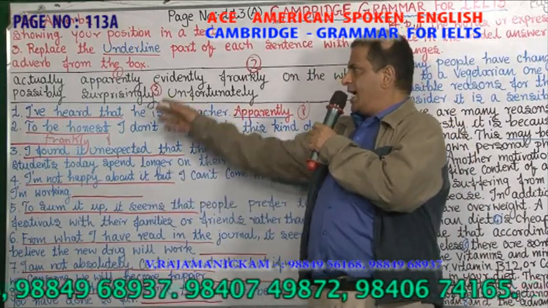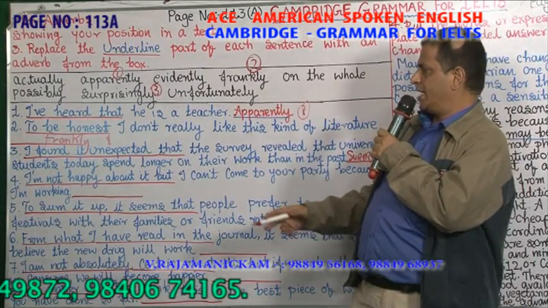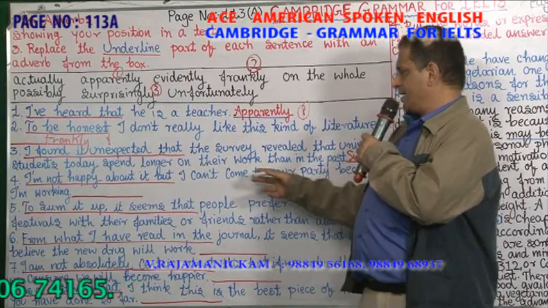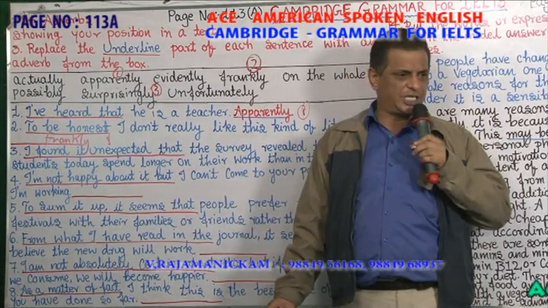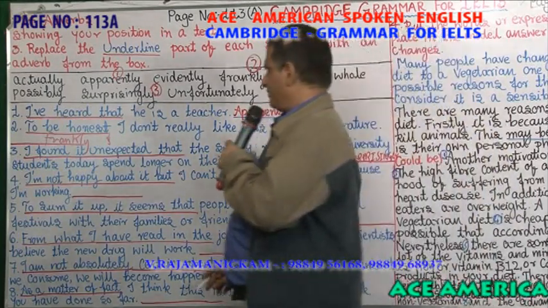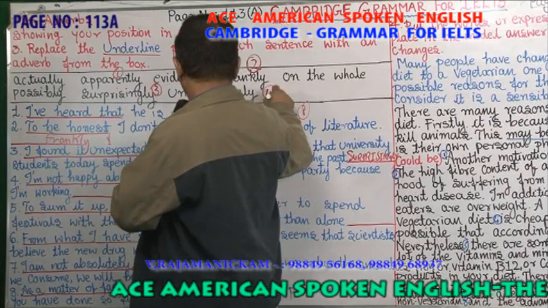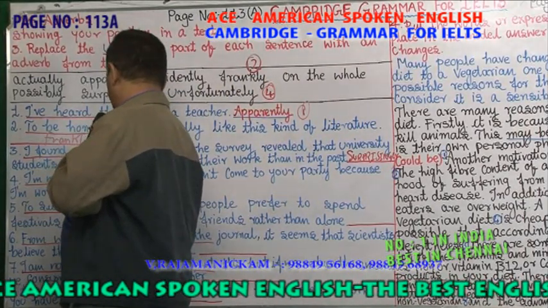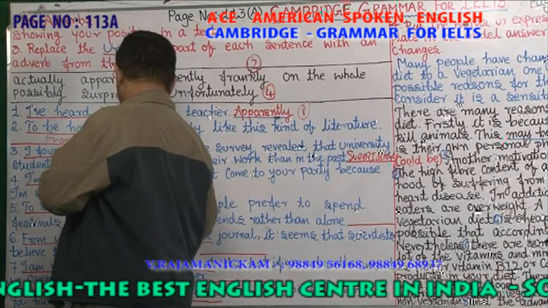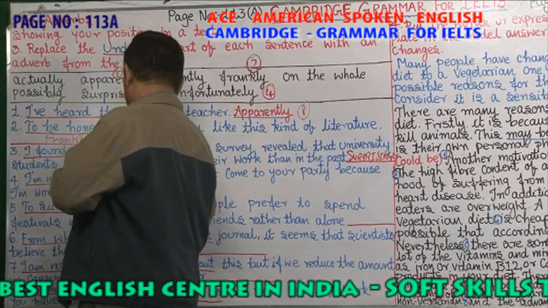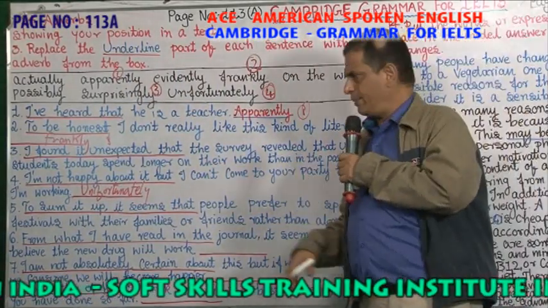So what is the adverb you're using: actually, evidently, on the whole, possibly, or unfortunately? I'm not happy about it, but I can't come to your party because I'm working. So what's the word you can use? Unfortunately. So the fourth is unfortunately. Unfortunately, I can't come to your party because I'm working.